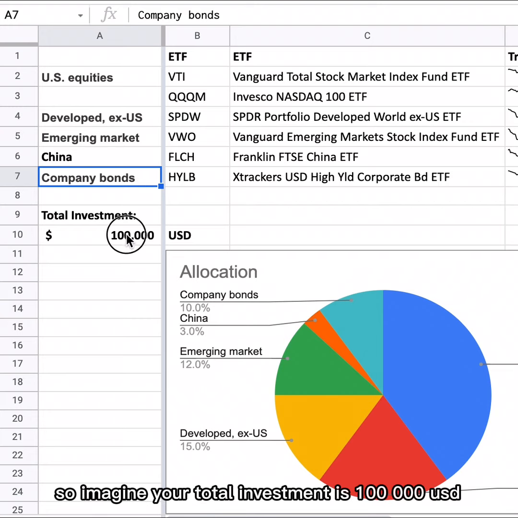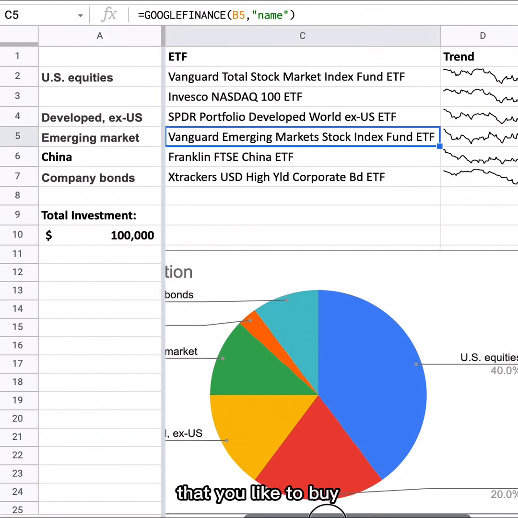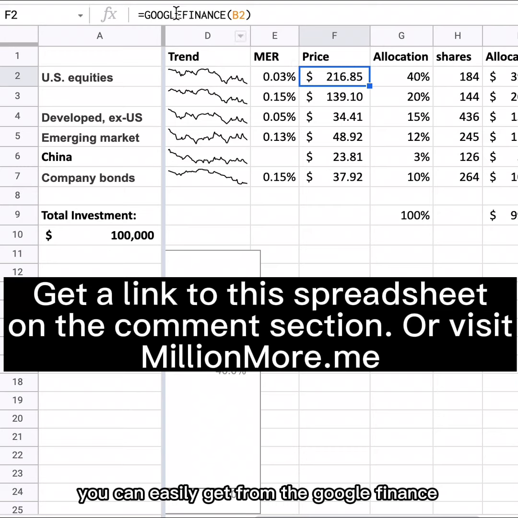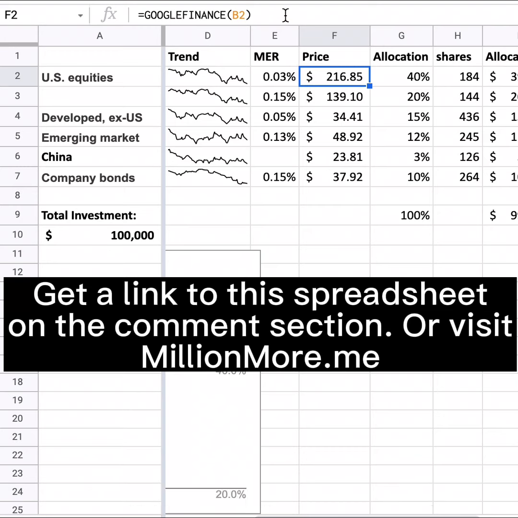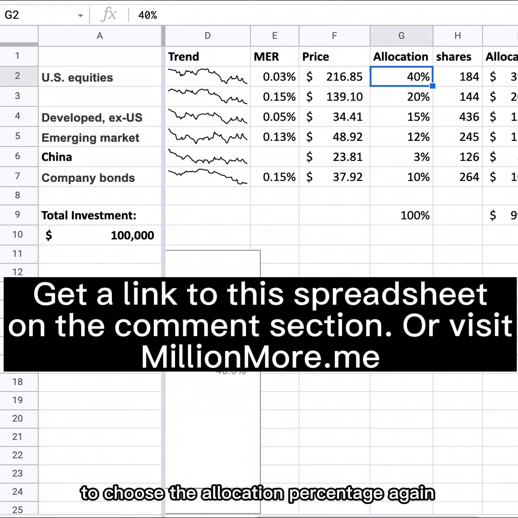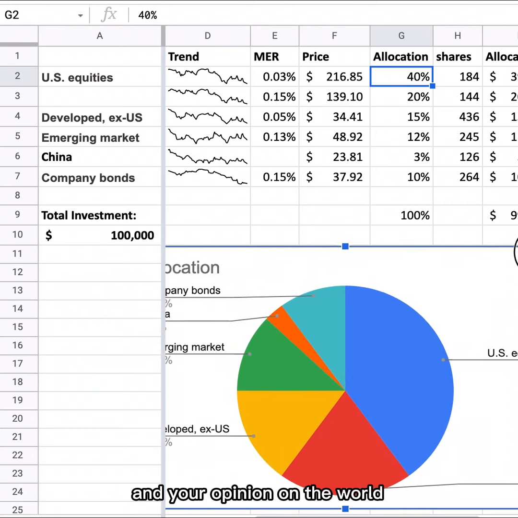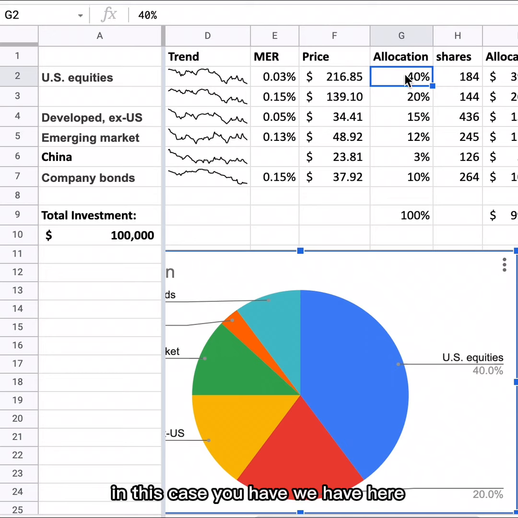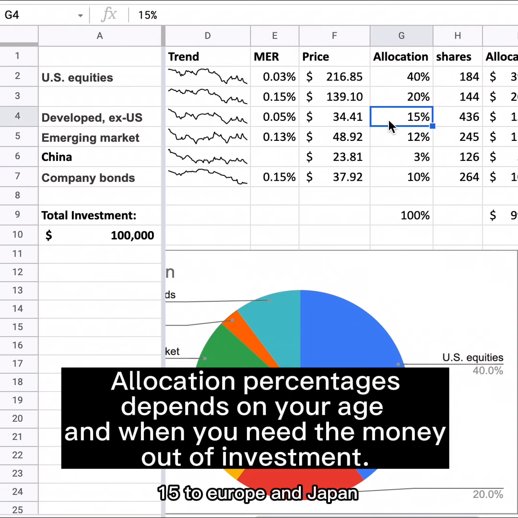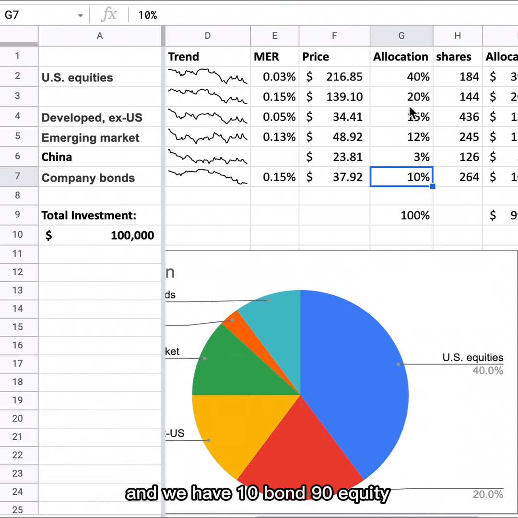So imagine your total investment is 100,000 USD, and you can choose the tickers of ETFs that you like. And then the price you can easily get from Google Finance in your Google Sheet. And then you can choose your allocation percentage. To choose the allocation percentage, again, that's up to your risk profile and your opinion on the world economy. In this case, we have here 60% to the US, 15% to Europe and Japan, emerging market 12%, China 3%, and then we have 10% bond, 90% equity.